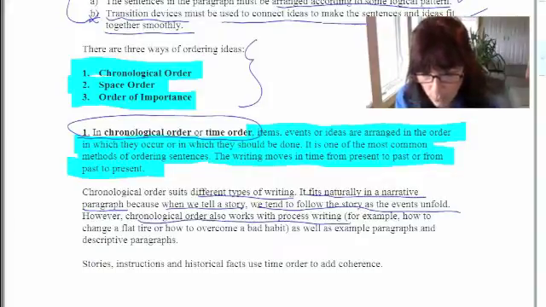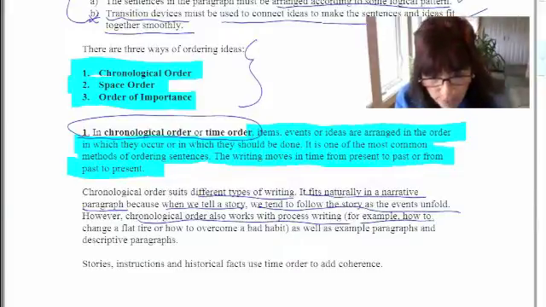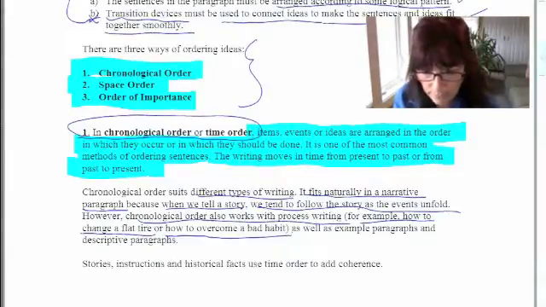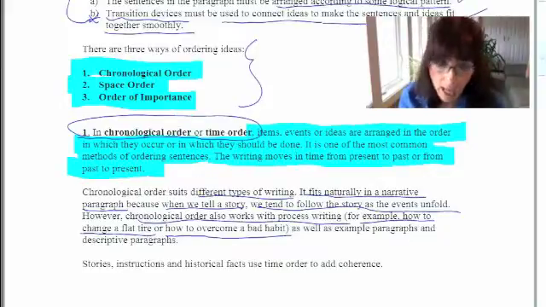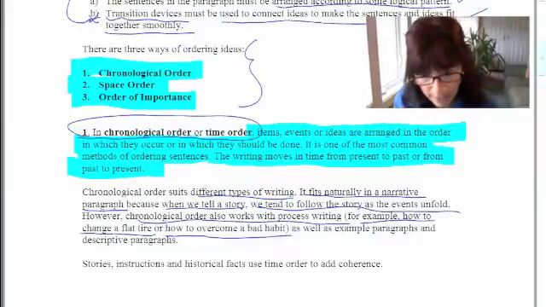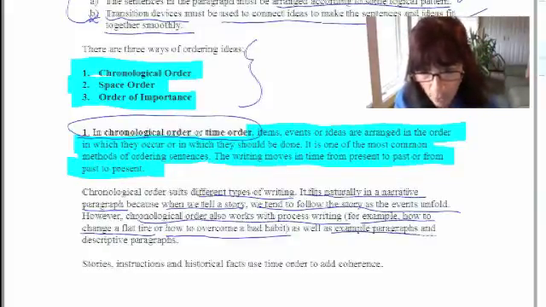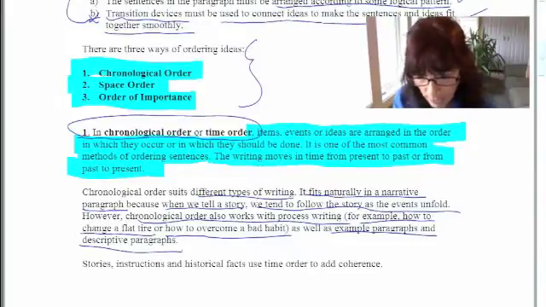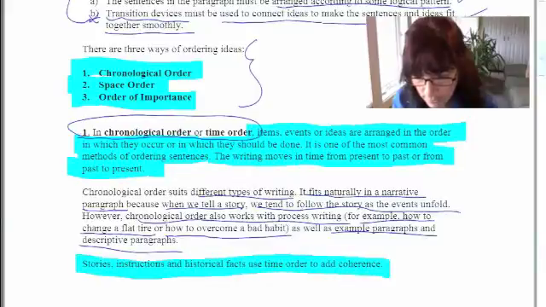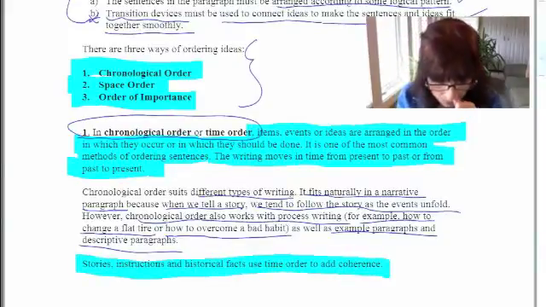Also, chronological order works well with process writing. Process writing is, for example, how to. Like if you were writing a paragraph on how to change a flat tire, or if you were doing a piece of writing on how to overcome a bad habit. How to, you'd also go in chronological order in the steps involved in breaking this bad habit. As well, it can also be used for example paragraphs and descriptive paragraphs as well. So this type of order can be used very effectively in different methods of writing. Stories, instructions, and historical facts do use time order in order to add coherence.